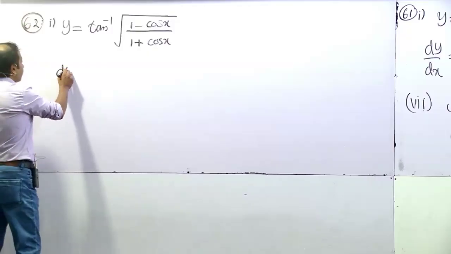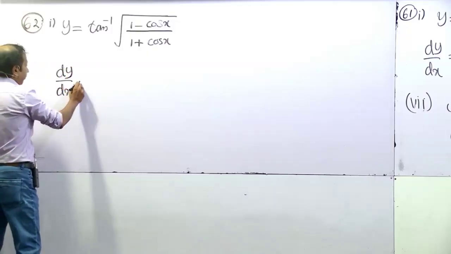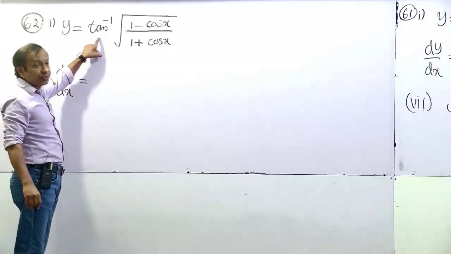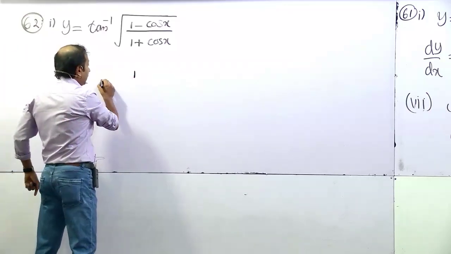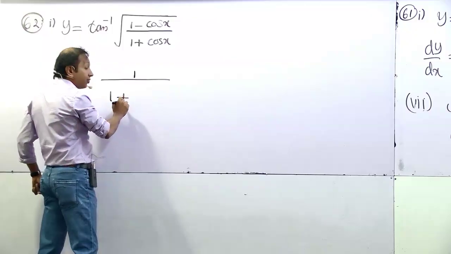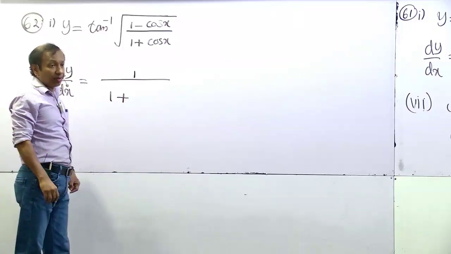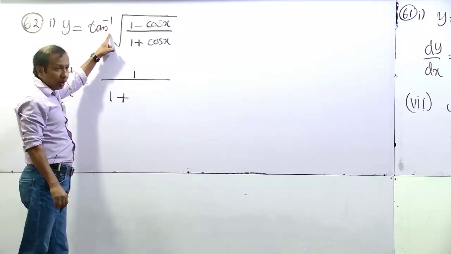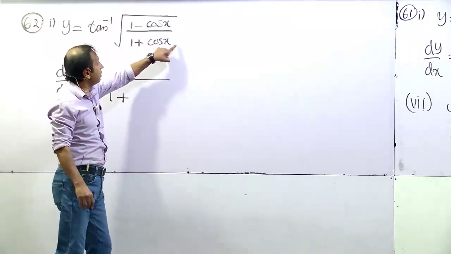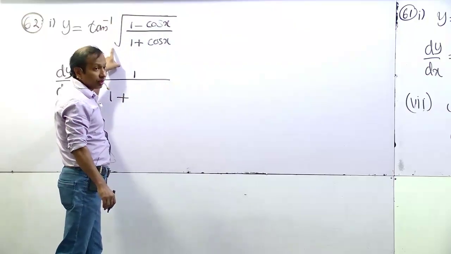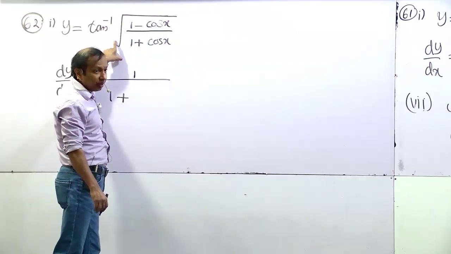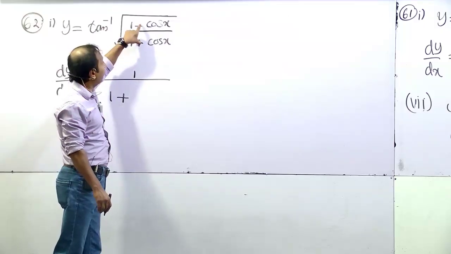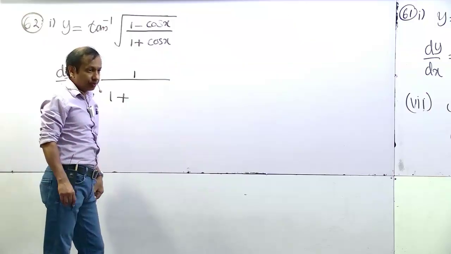dy over dx. What is the derivative of tan inverse? 1 over 1 plus square. Square of what? After tan inverse, what do we have? It's a perfect square. That means the whole thing we have to square. Since here we have root sign, once we square that, the root sign will eliminate, no? Then what do you get? 1 minus cos x divided by 1 plus cos x. Right, no?